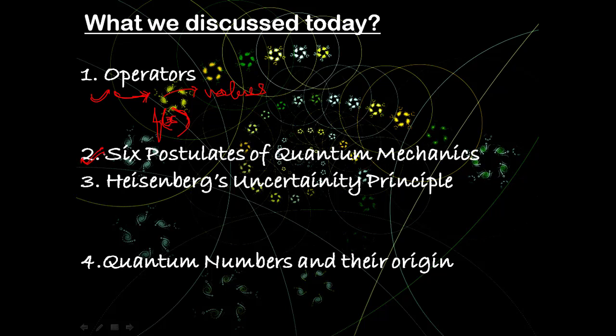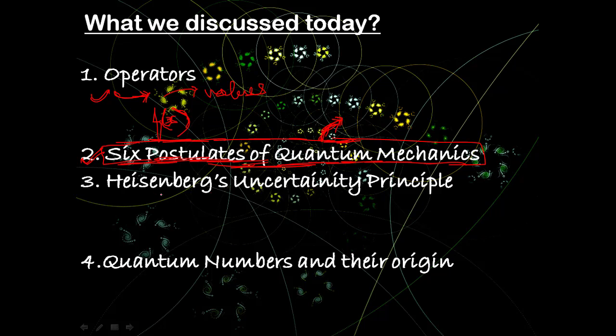Second, we have seen the 6 postulates of quantum mechanics. The first 2 postulates we have already seen. The third, fourth, fifth and sixth postulates, the expectation value postulate and the linear hermiticity postulate, you should just have an idea that these postulates are there in quantum mechanics, because that is not in the syllabus, but you should be aware of these postulates also.